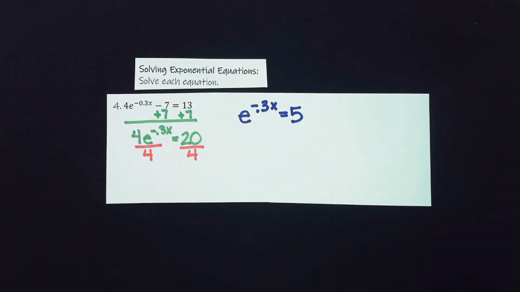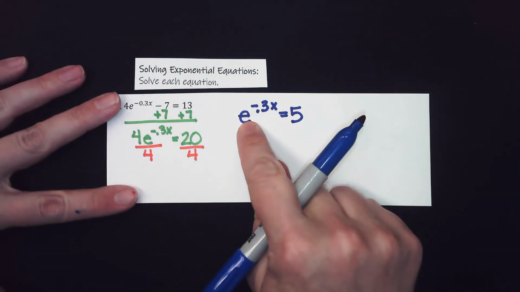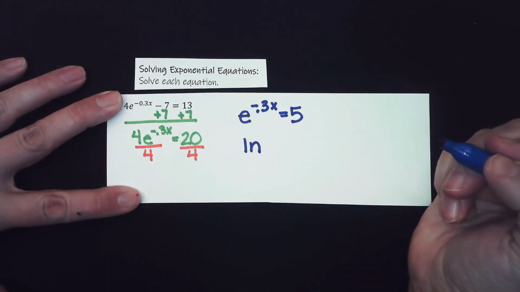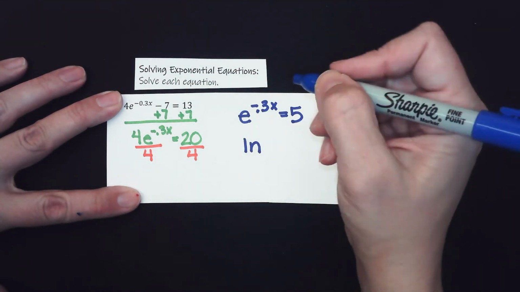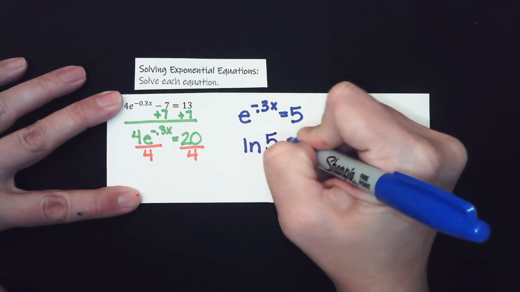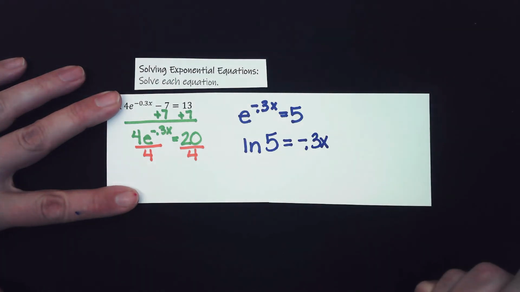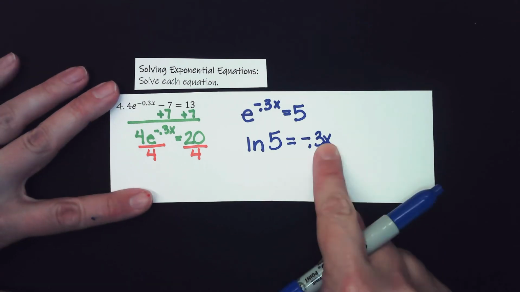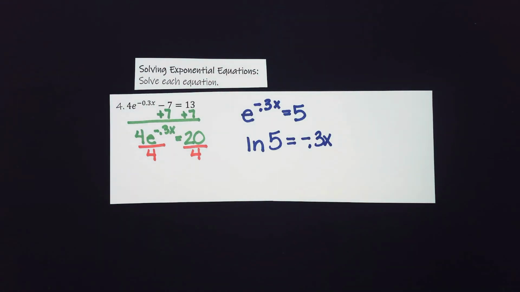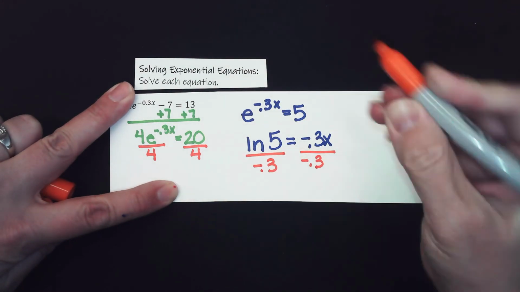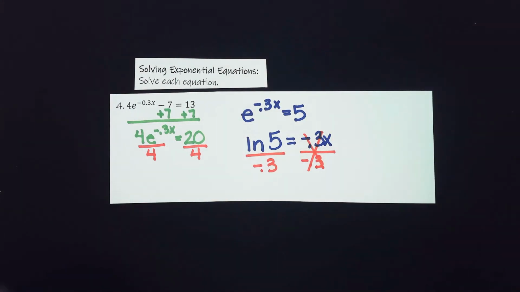And we need to get that x out of the power, and to do that, we're going to write it as a log. So it's log base e, which is the same thing as saying natural log. Okay, log base e. Jump over to the other side of 5 equals negative 0.3x. Okay? And then we need to get x by itself, so I'm going to do that again by dividing by a negative 0.3. So these ones make 1, and I'm left with x.